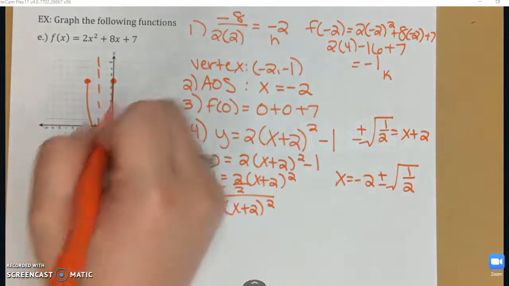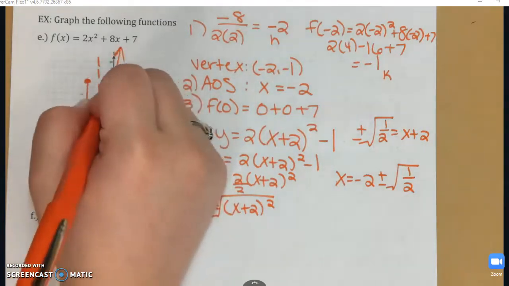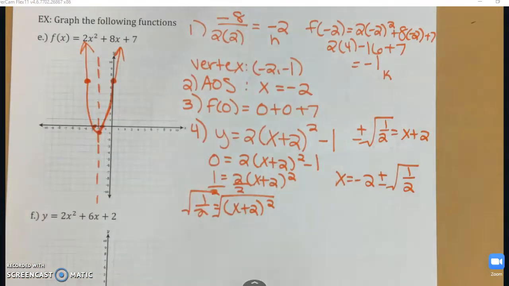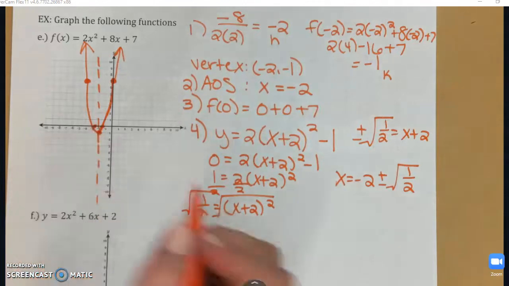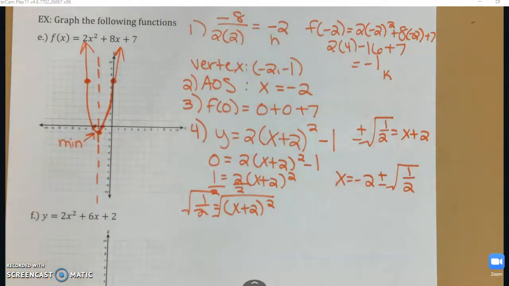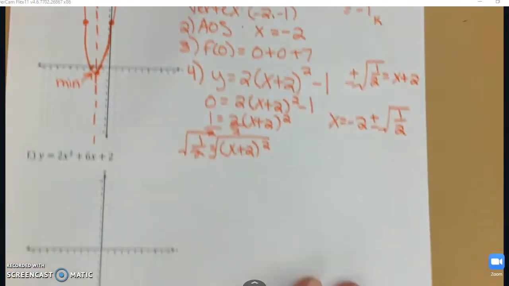And there are my 5 points. I'm going to connect the dots and graph my parabola. It is open up, so this vertex is a minimum. Let's do this all again on F.